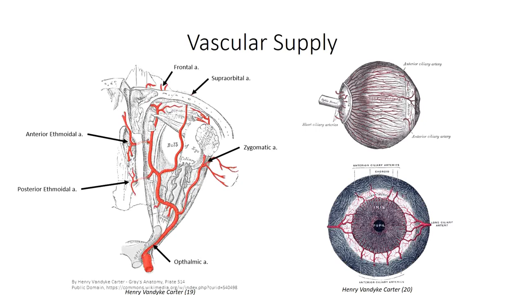lacrimal gland. In addition, a number of short ciliary branches project to the posterior aspect of the eye, penetrating the sclera to run in the choroid to supply the eye itself. A central branch will pierce the optic nerve to supply the retina directly. Although not shown here, it is important to remember that the inferior portion of the orbit is supplied by the infraorbital artery, which branches off the maxillary artery from the infratemporal fossa.